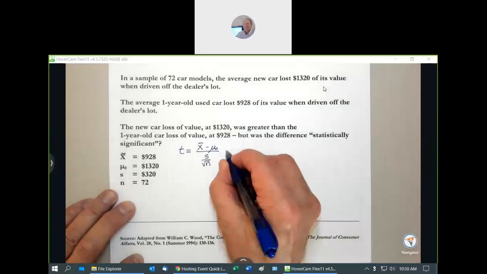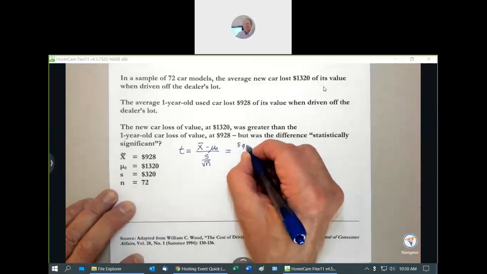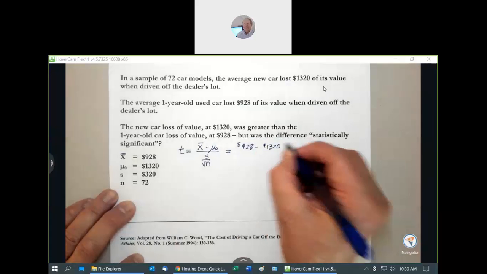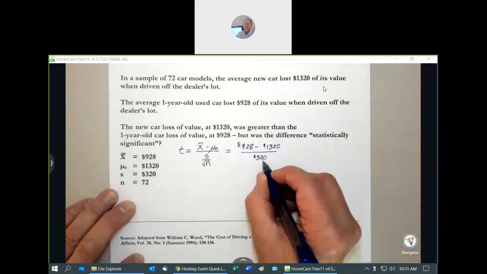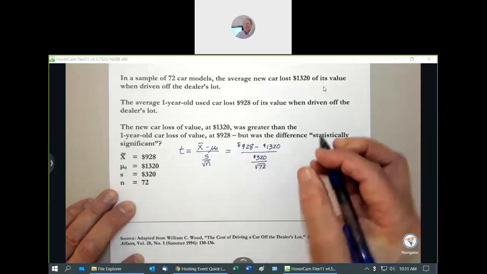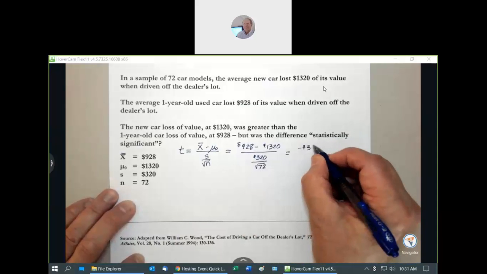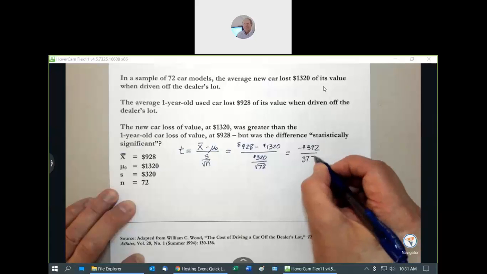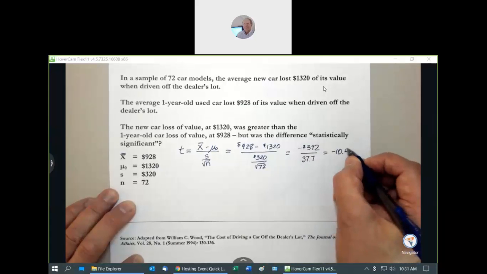Now it's just a matter of filling in the formula. $928 minus $1,320 all over 320 over the square root of 72. And that comes out to minus 392. That's negative 392 over 37.7. And that comes out to a T statistic of negative 10.4.